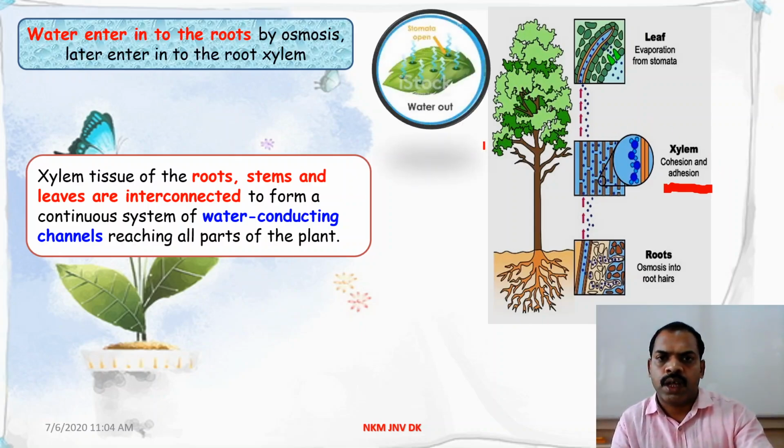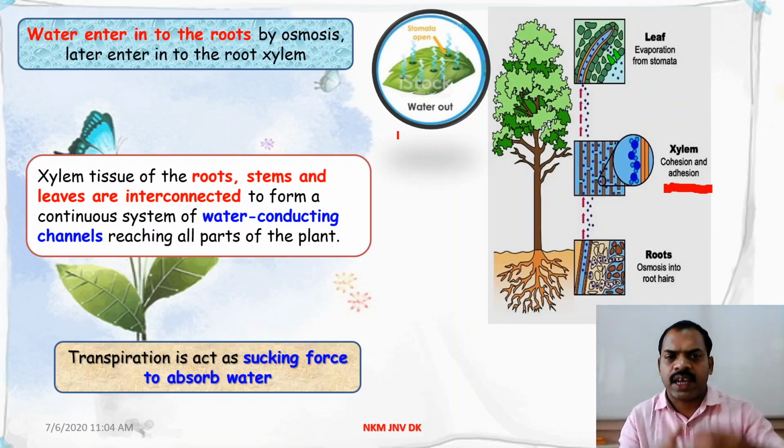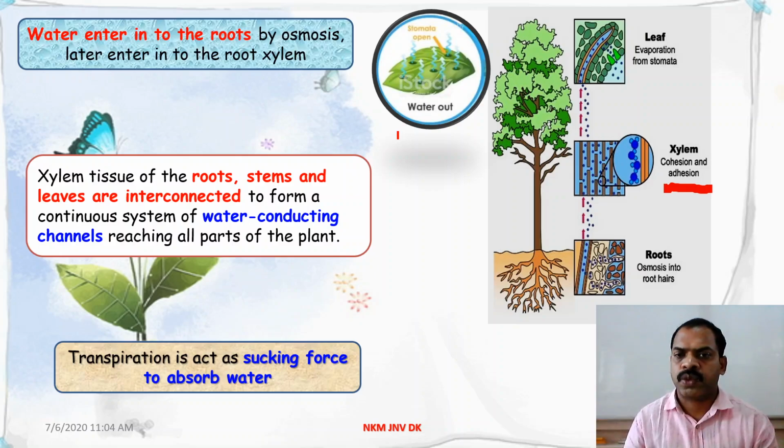So you can see here that finally there is a process of removal of water through the leaves. What is that called? That is called transpiration. It acts as a sucking force to absorb water. What does that mean, sucking force?